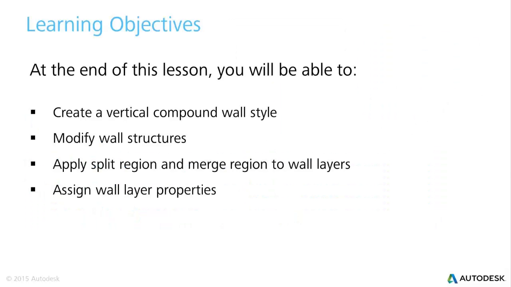Let's review the learning objectives for video 1. At the end of this lesson, you will be able to create a vertical compound wall style using an existing wall type as a template. Next, we'll modify the wall structures by adding layers. Next, we'll look at subdividing the walls in the vertical orientation using the split region tool, and also using the merge region tool to modify wall layers. And then last, we'll look at modifying the wall layer properties for materials and thicknesses. With that, let's get started.